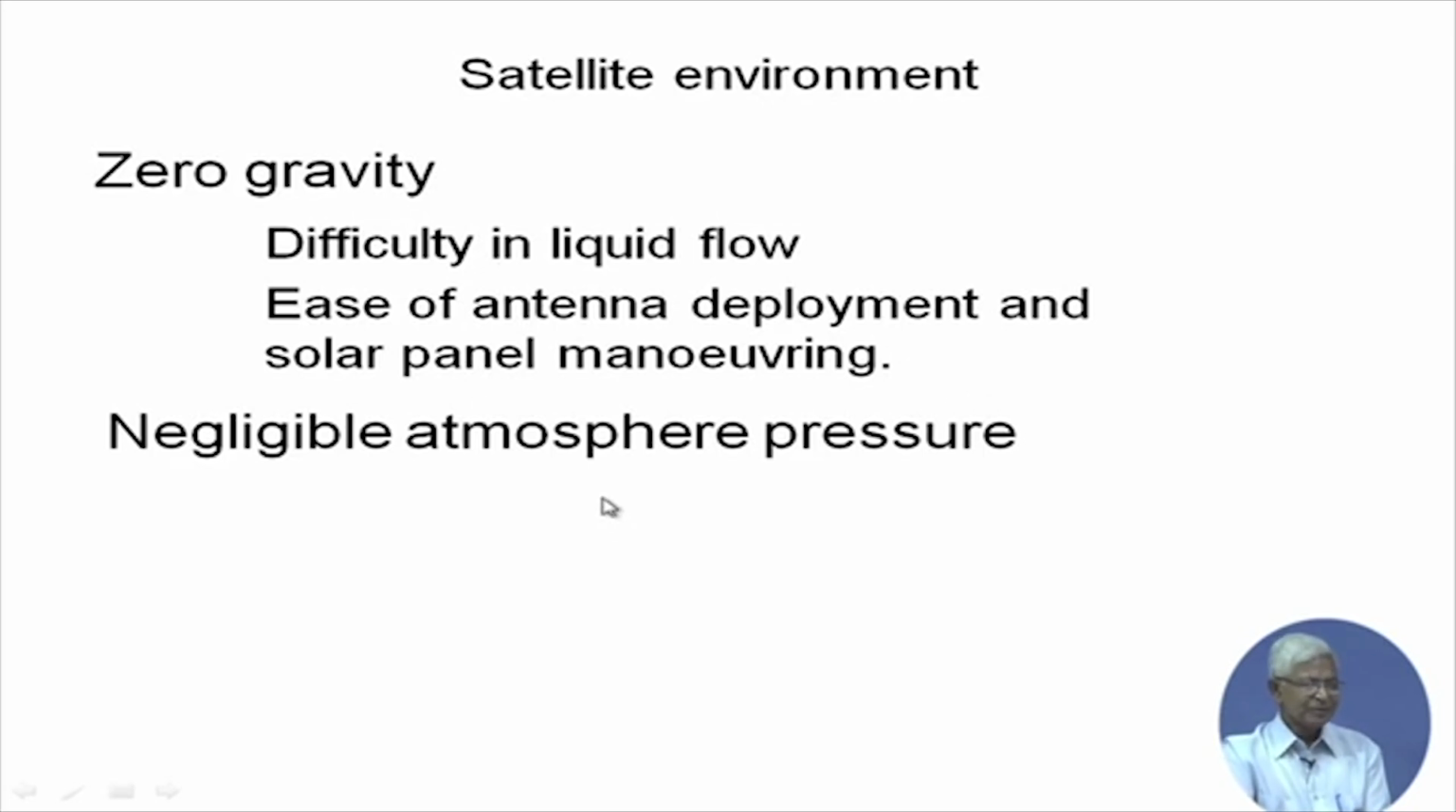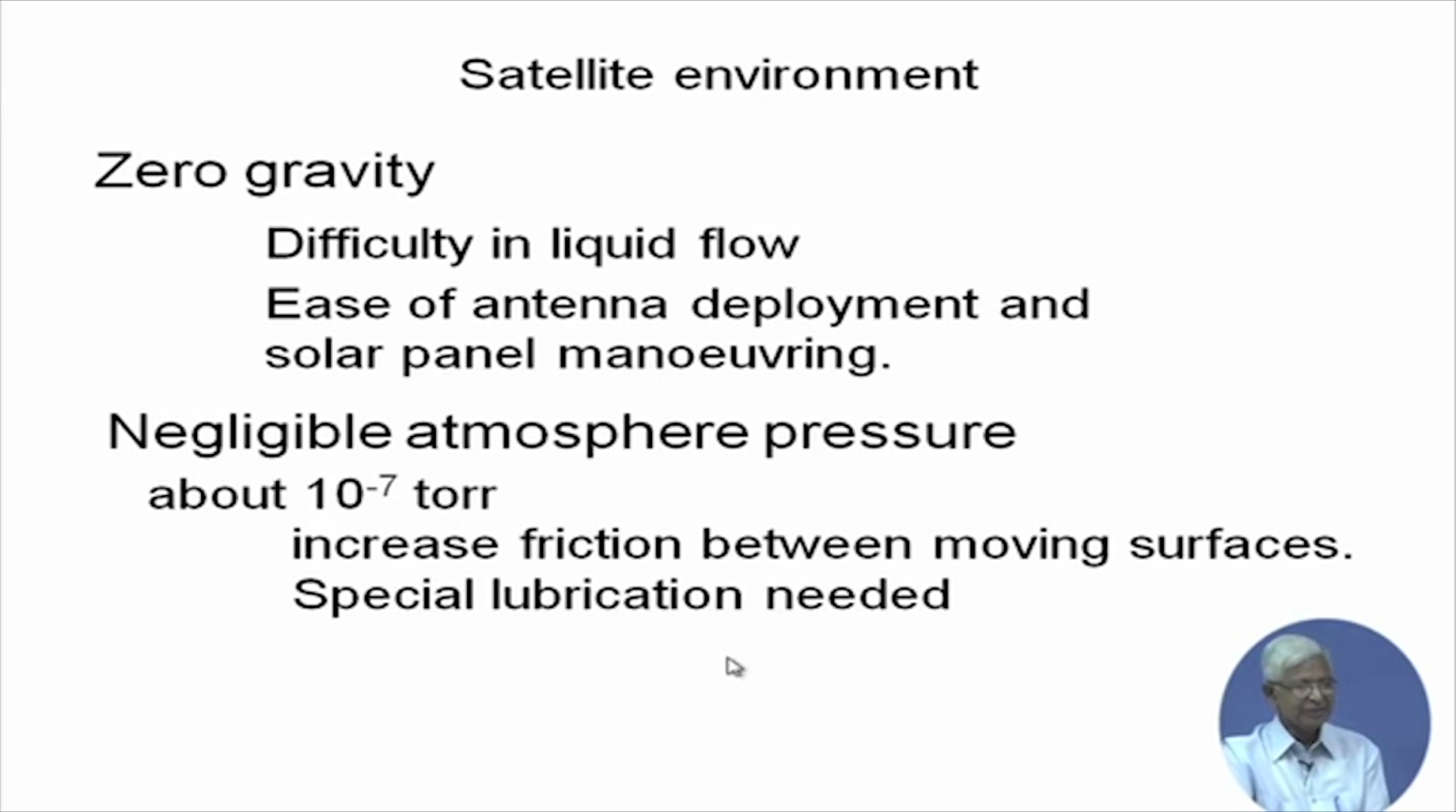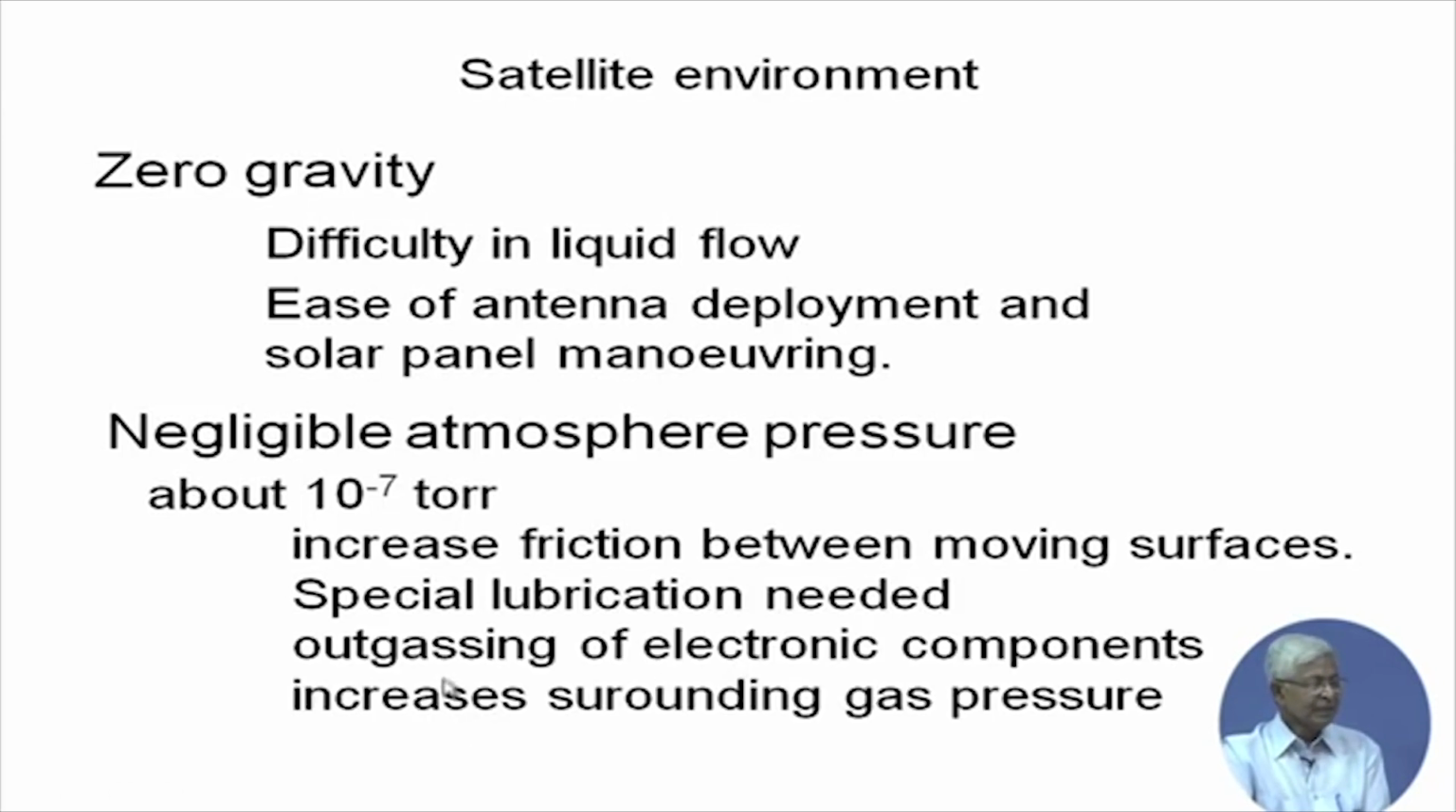There is no atmospheric pressure, or negligible atmospheric pressure, of the order of 10 to the power minus 7 torr. So, that increases the friction between the moving surfaces, and special lubrication is needed for that. Outgassing of electronic components increases the surrounding gas pressure. Outgassing means, because the vacuum is there, some gas comes out of the electronic component, and that will increase the gas pressure.